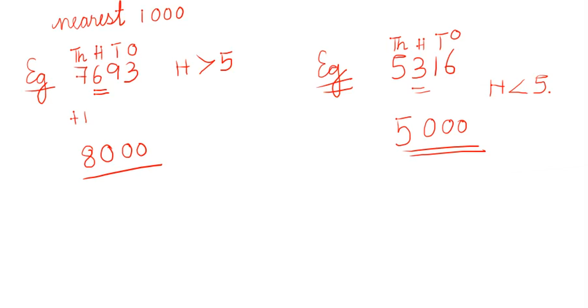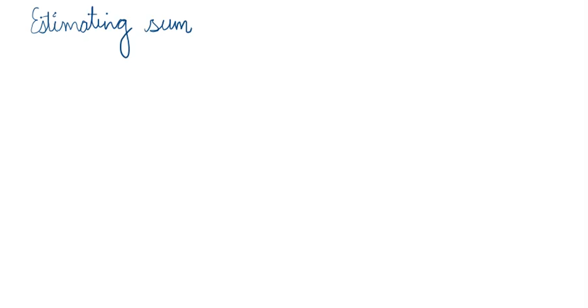Now, since we have seen how to round off a given number to its nearest 10, 100 and 1000, the next concept we are going to see is finding the estimated sum, difference, product and quotient when two numbers are given to us. First we'll start with estimating a sum.